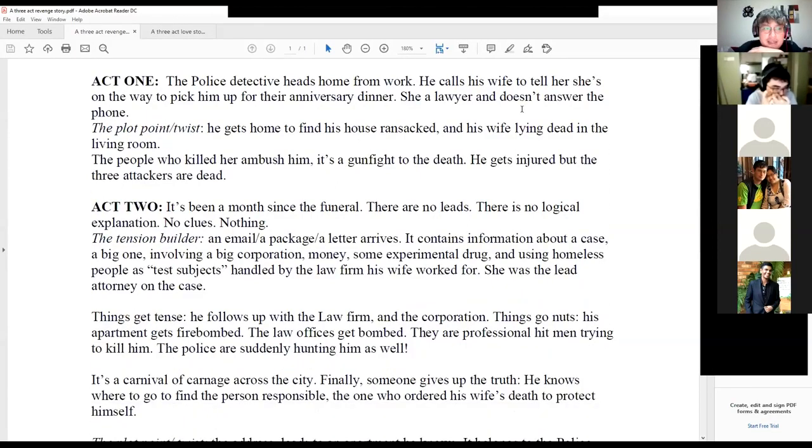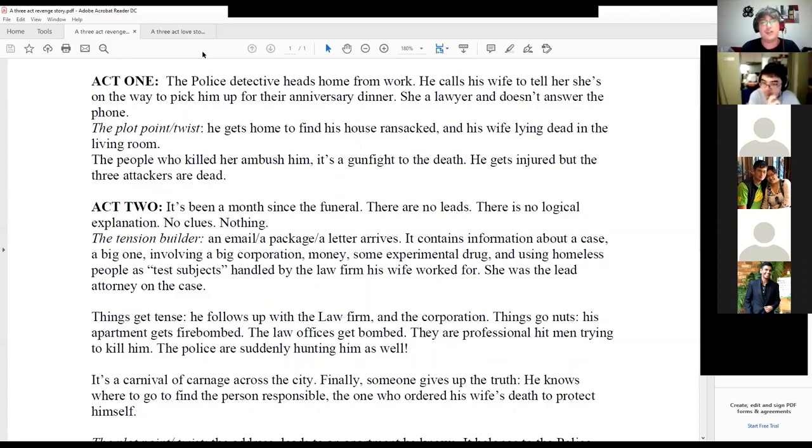Some of you may recognize this from the game more than the movie, because the movie was a total disaster in my opinion. All right, Act One, right? You have the police detective heading home from work. He calls his wife. You know, they're on the way home and everything.